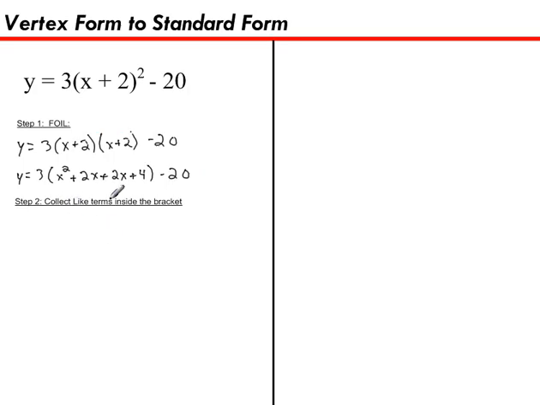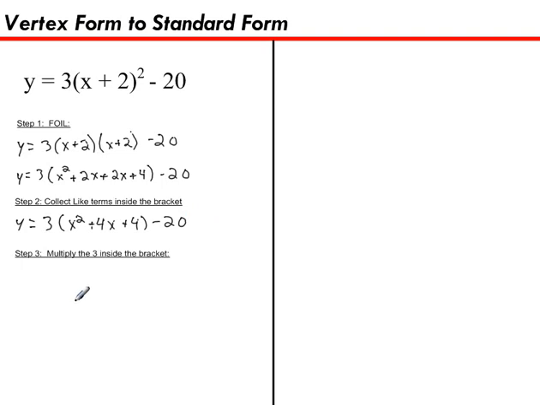Collect like terms inside the bracket. This is a small step. I just need to put this piece and this piece together. You can see that they're both like terms. They both have an x. So I'm just going to clean up the equation a little bit and put the two x's together. So I have 2x plus 2x. That makes 4x. And I keep everything else the same. And there is step 2 taken care of.